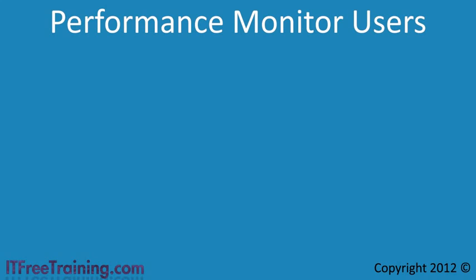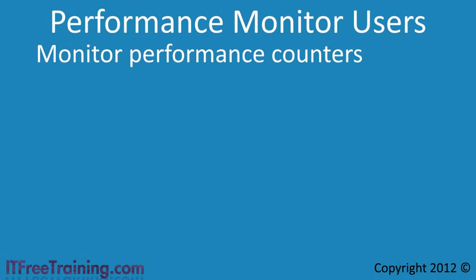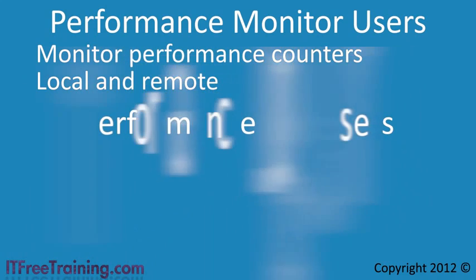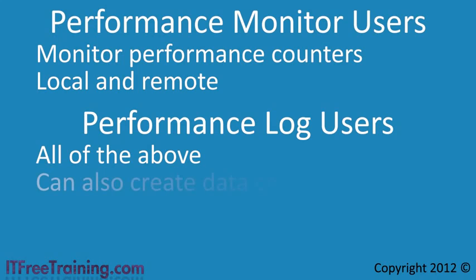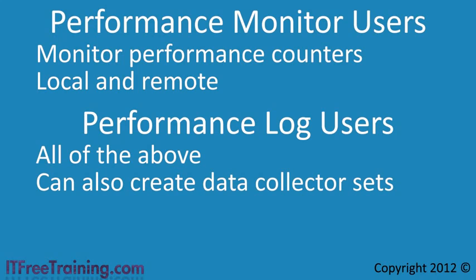The first group, Performance Monitor Users, allows members to monitor performance counters on the computer. This includes monitoring from remote, assuming that that has been configured. Certain operations, like creating new data collector sets used for monitoring performance, will not be available to this group. However, members of this group could use a data collector set created by someone else. The next group is Performance Log Users. Members of this group can do everything Performance Monitor users can do and also create data collector sets.